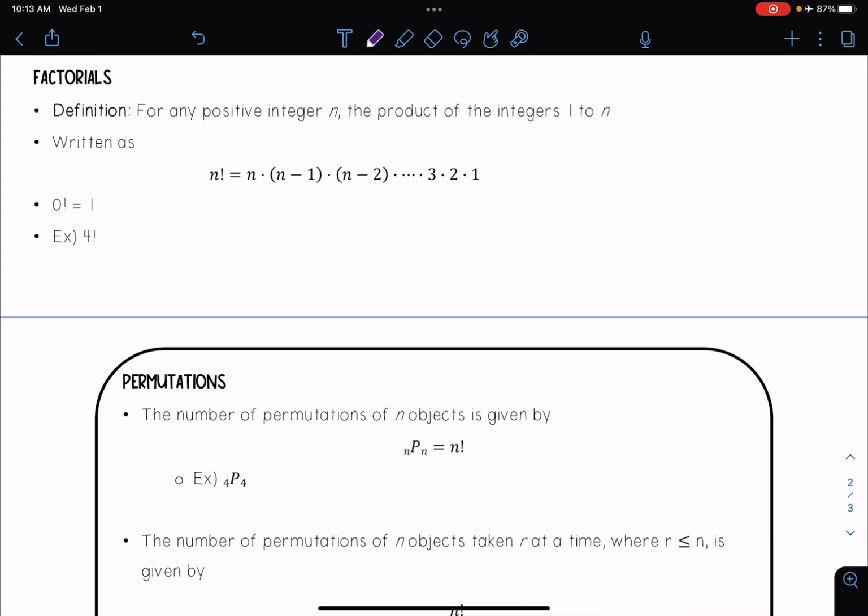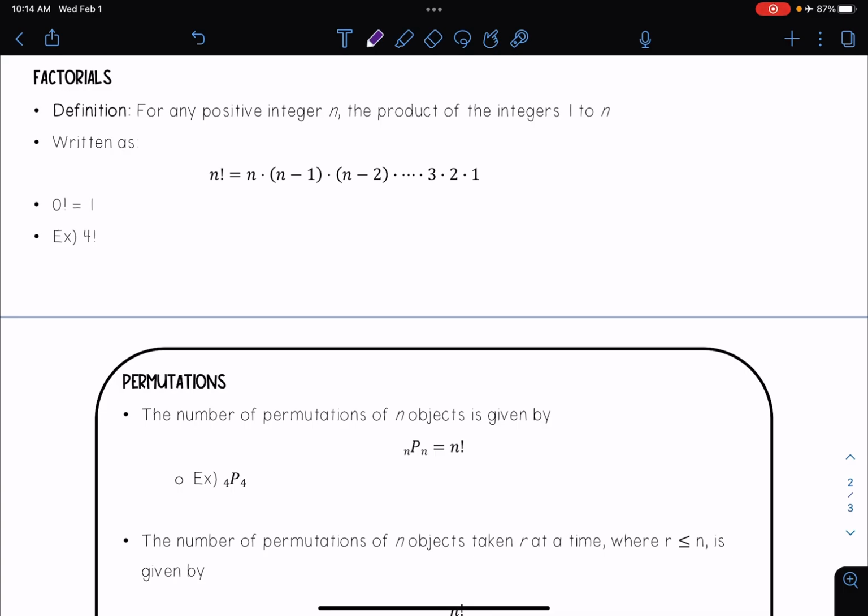In this next video, we're going to be looking at a permutation formula. But before we get there, let's review what a factorial is. The definition is, for any positive integer n, the product of the integers 1 to n. This is written as n factorial, or n with an exclamation point, and is equal to n times n minus 1 times n minus 2, and so on until 3 times 2 times 1. A special case is that 0 factorial is equal to 1.